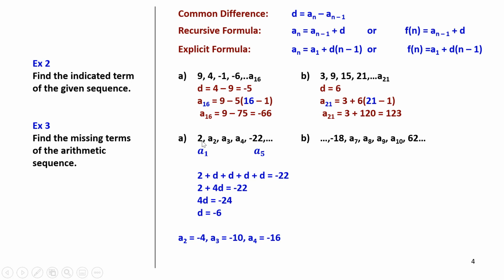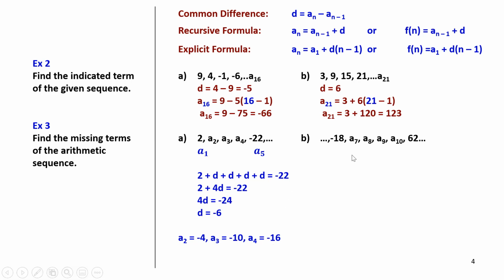Now, to find my second term, all I have to do is take my first term and use my recursive formula. To find the second term, I take the first term and add d. There's my first term. Subtract 6, there's negative 4. Subtract 6, negative 10. Subtract 6, negative 16. All right?